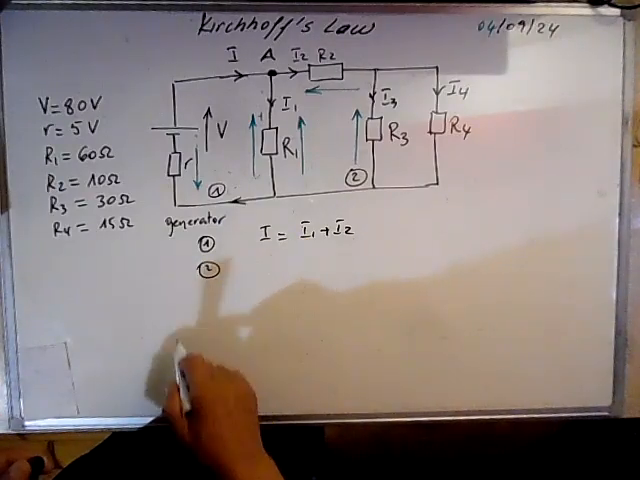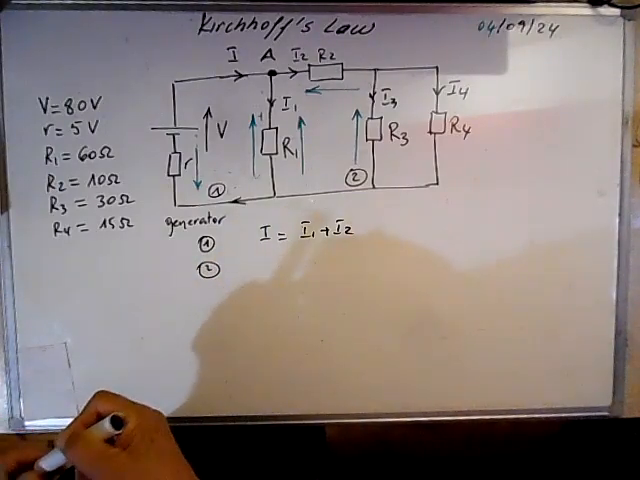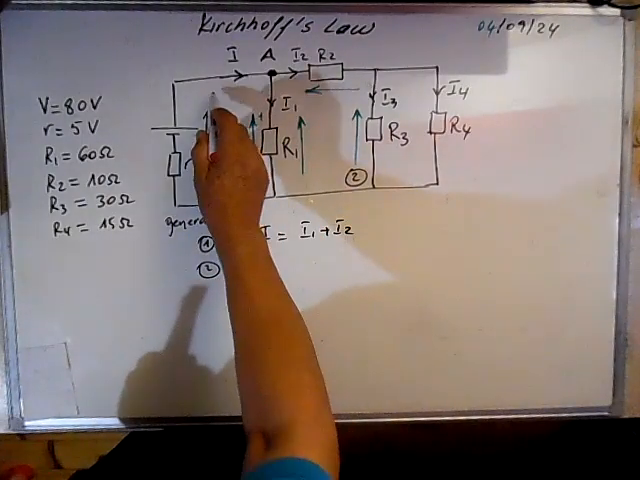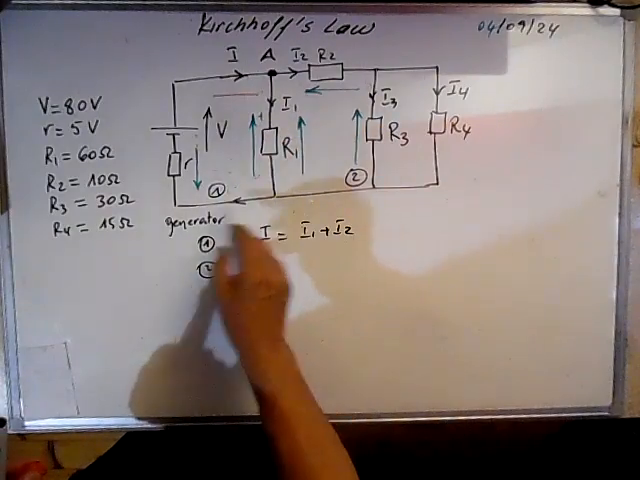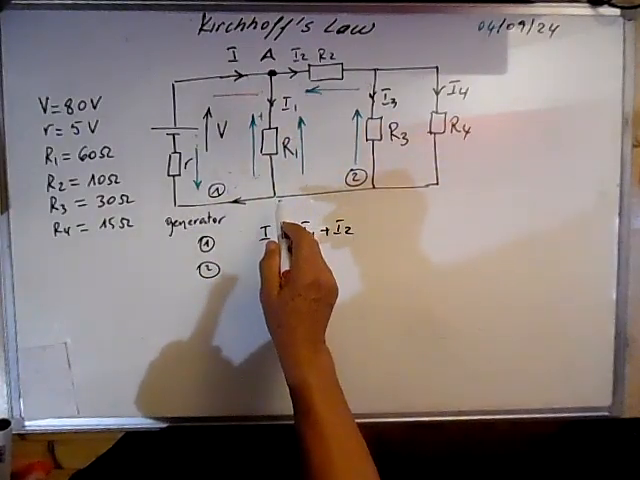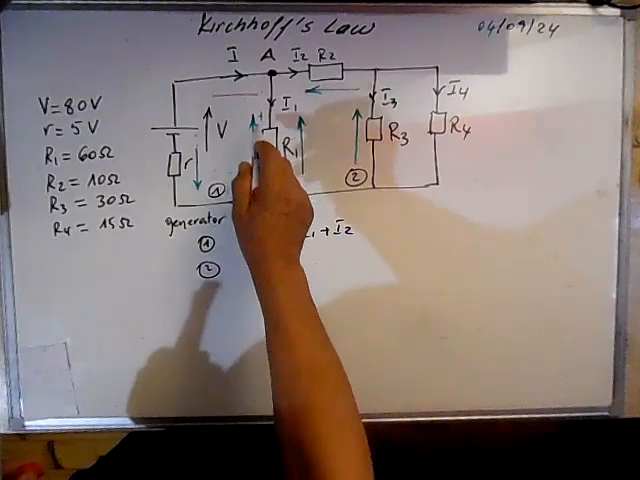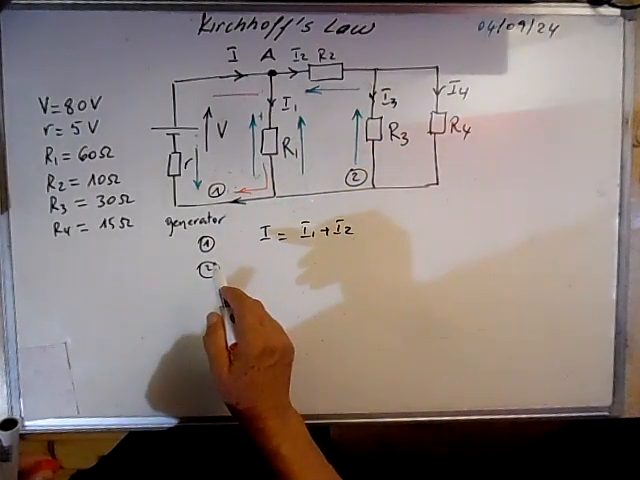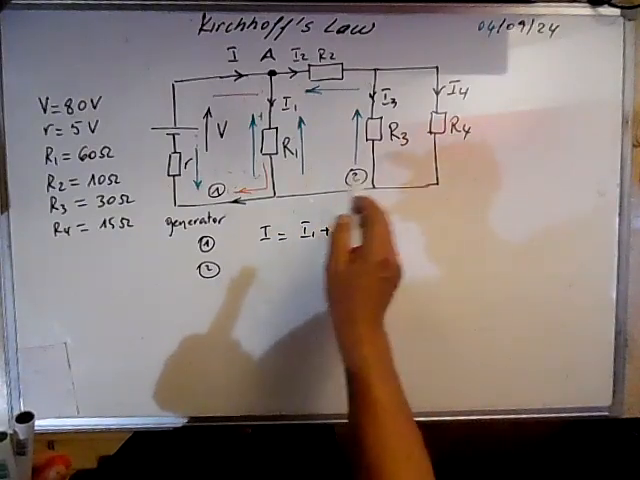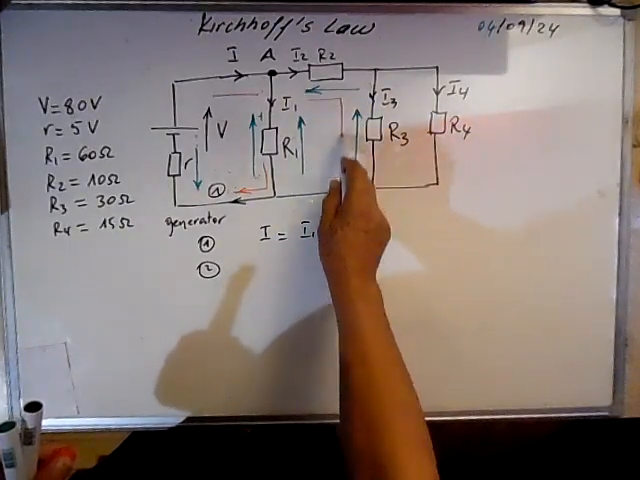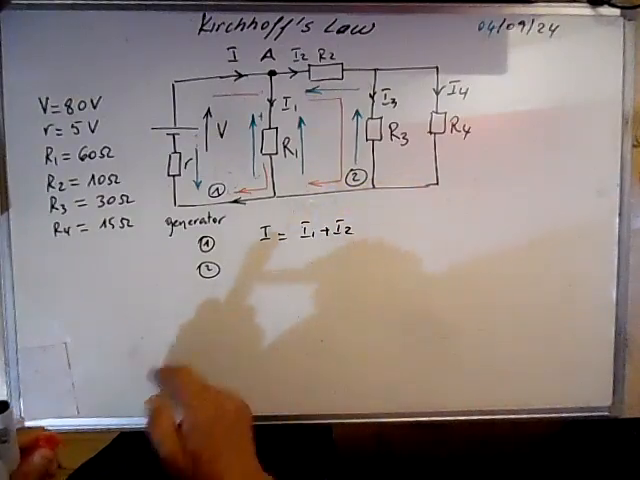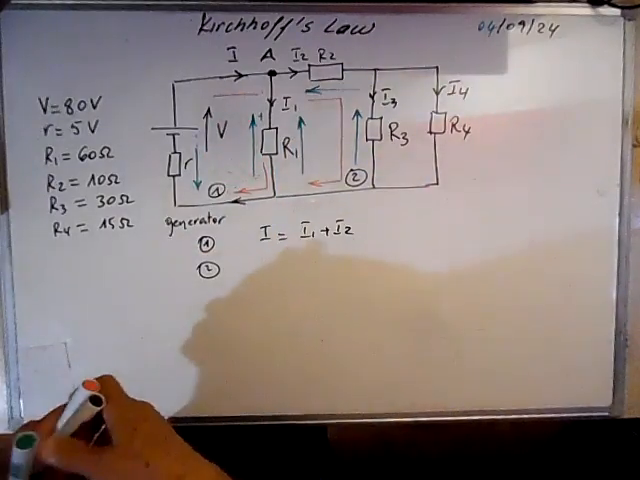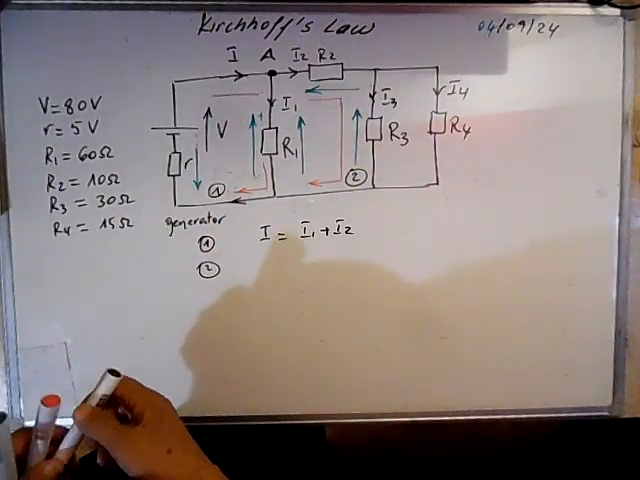Second equation, you have to choose clockwise or anti-clockwise in the mesh. We have one mesh here, second mesh here. The third mesh is not needed. We can calculate I3 and I4 without taking this mesh. So this is the direction we have chosen, clockwise, for writing the Kirchhoff's voltage law.